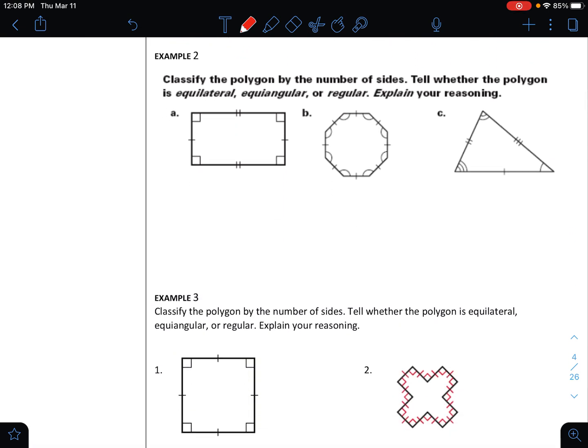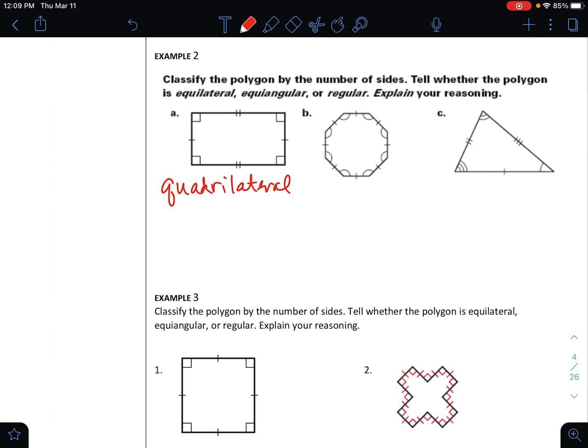Okay, now let's classify. Classify the polygon by the number of sides. Tell whether it is equilateral, equiangular, or regular, and then we'll do a brief explanation. Okay, I see 4 sides. A 4-sided shape is a quadrilateral. Now, you might go even more specific. Maybe you wrote rectangle. So that is a type of quadrilateral, but we're going to stay a little bit more basic in this first section.